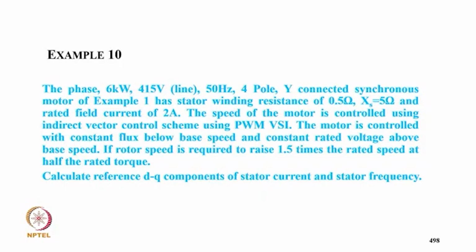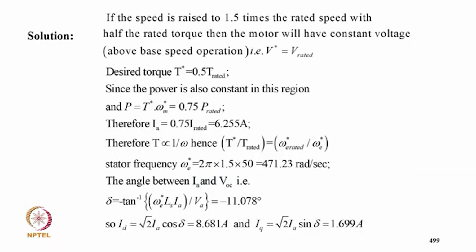Coming to example 10, the 3 phase 6 kilowatt 415 volt 50 Hz 4 pole star connected synchronous motor from example 9 has a stator winding resistance 0.5, reactance equal to 5, field current of 2 ampere. Speed of the motor is controlled using the indirect vector control using a voltage source inverter. The motor is controlled with constant flux below base speed and constant rated voltage above base speed. Motor speed is required to be raised to 1.5 times the rated speed and half the rated torque. Calculate the DQ component of the stator current and stator frequency.